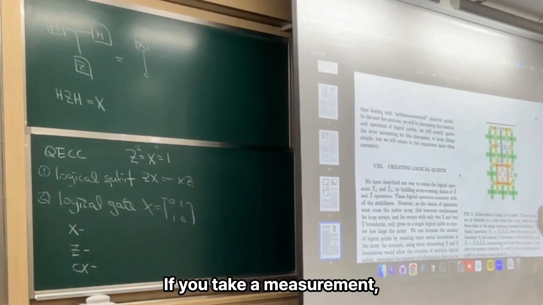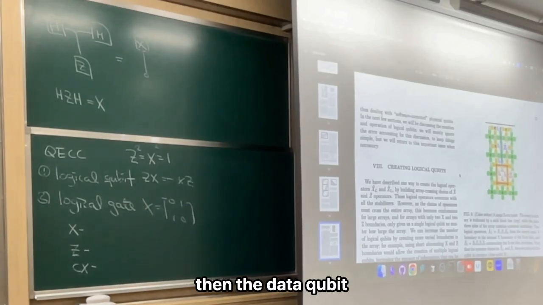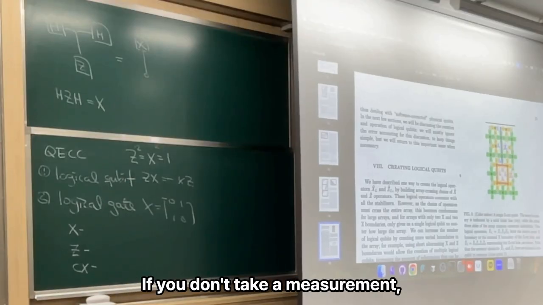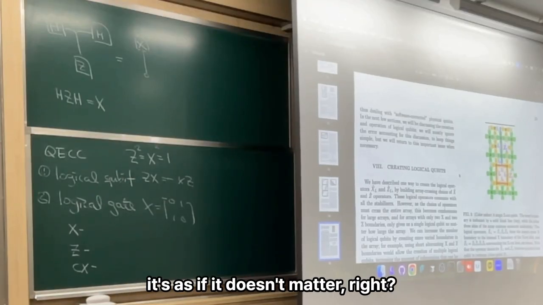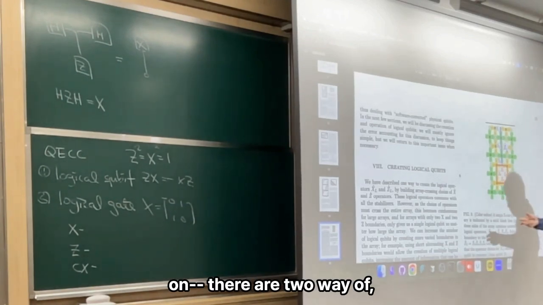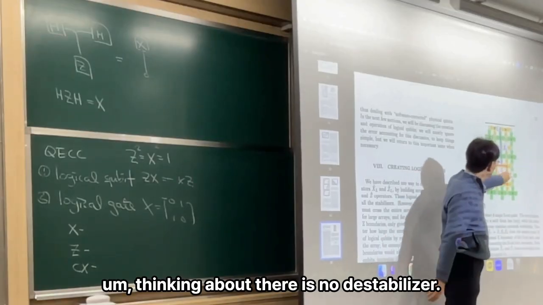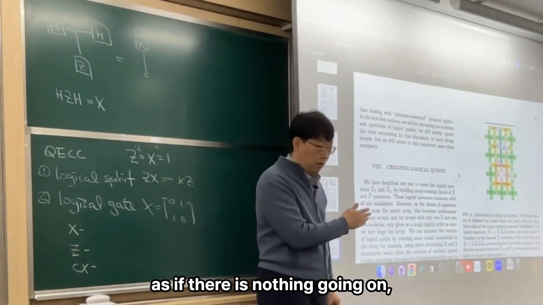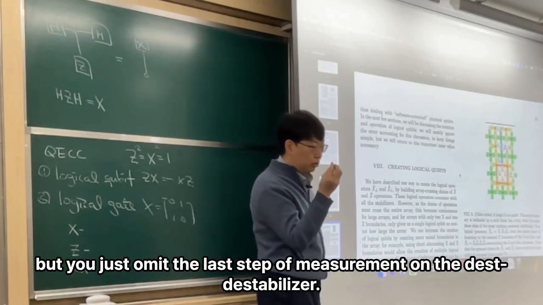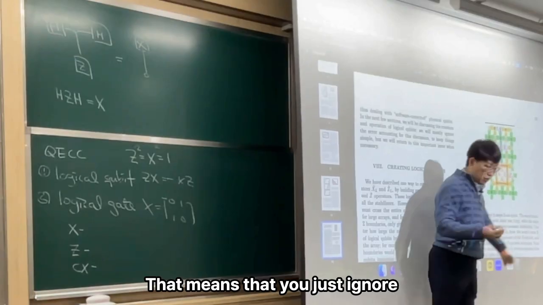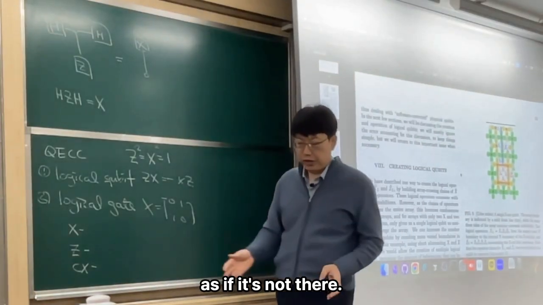That's all. If you take a measurement, then the data qubit is stabilized into the eigenvalue of that stabilizer. If you don't take a measurement, it doesn't matter, right? It's not stabilized or collapsed into an eigenstate. There are two ways of thinking about there being no Z stabilizer. One is you just run the surface code as if there is nothing going on, but you omit the last step of measurement on the Z stabilizer. That means you just ignore it as if it's not there.